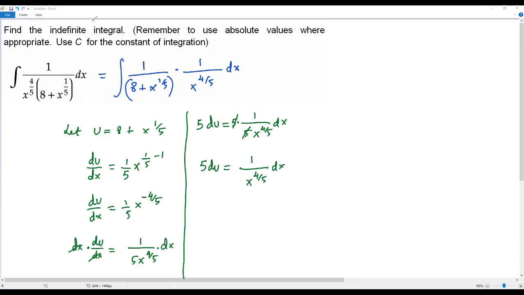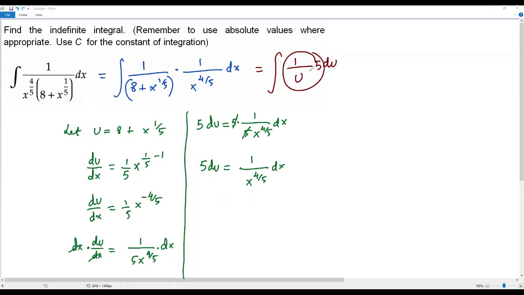Now let me go to the integration over here, which is equal to the integral of 1 over, instead of this 8 positive x to the power of 1/5, we can plug in u, because this is a variable we have assigned for this stuff. So instead of this we can write u, and instead of this one, that is 1 over x to the power of 4/5 dx, we can write 5 du, because this is the one which is equal to 1 over x to the power of 4/5 times dx. So let me write 5 times du.